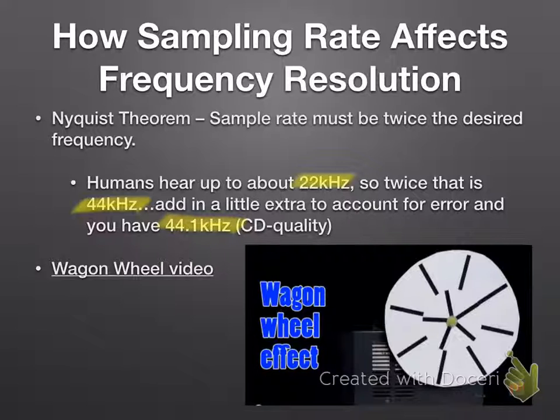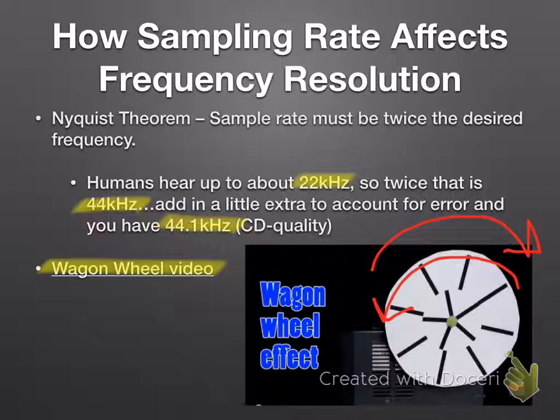They added in a little extra to account for some error, and that's where they came up with the CD quality. Now this idea of the wagon wheel concept is that if you ever watch a car tire, say on a car commercial or just driving on the road, sometimes it can appear that although the tire is actually rotating this way, when it goes fast enough, it appears to rotate backwards, or kind of forwards and then backwards. And that kind of relates to the Nyquist theorem.